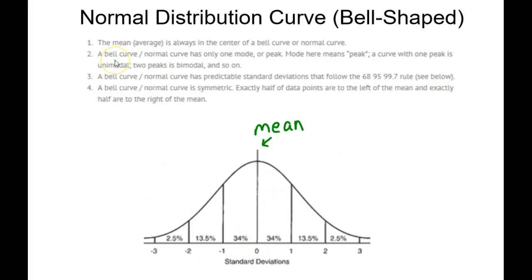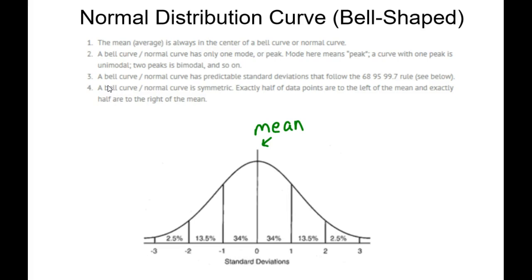The second one we're not going to work with as much. Basically, that just tells us that our normal distribution could have one peak or two peaks or three peaks, so on and so forth. The one down below only has one peak, and that's the type of data sets we're going to start out working with. The third one tells us that a bell curve has predictable standard deviations that follow the 68, 95, and 99.7 rule. We'll talk about that here in a little bit.